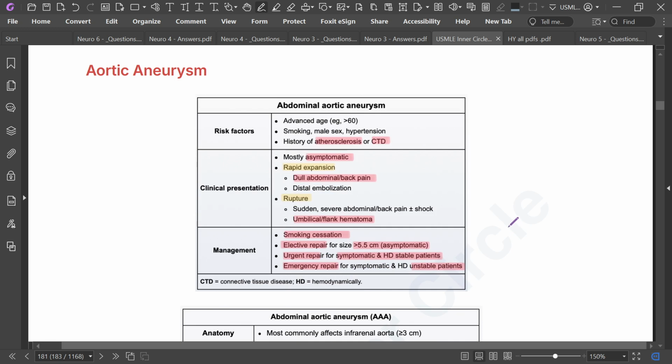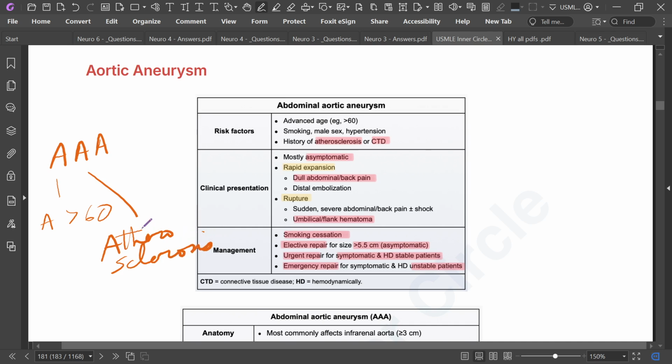Now, abdominal aortic aneurysm. Risk factors: first, advanced age, more than 60. Another, atherosclerosis. Another, active smoking, male sex, and hypertension.